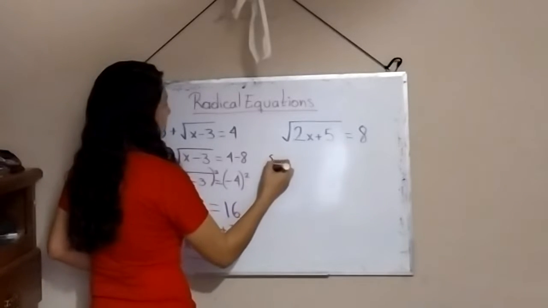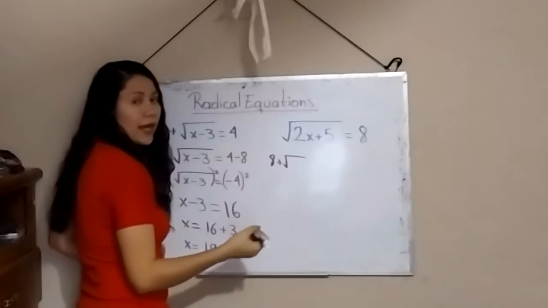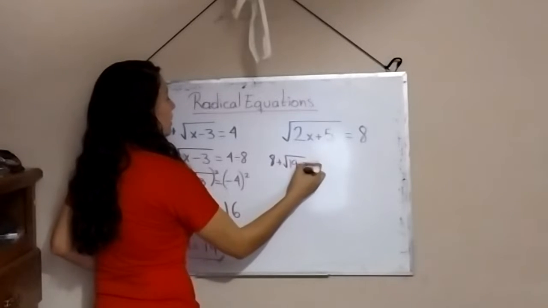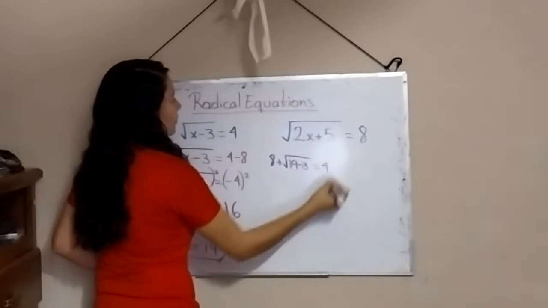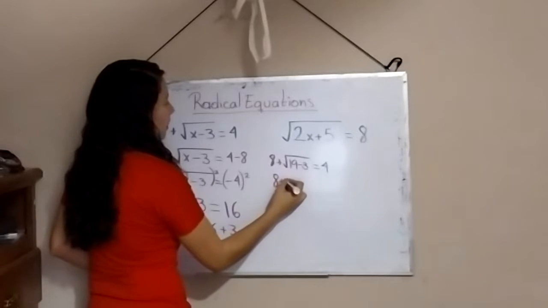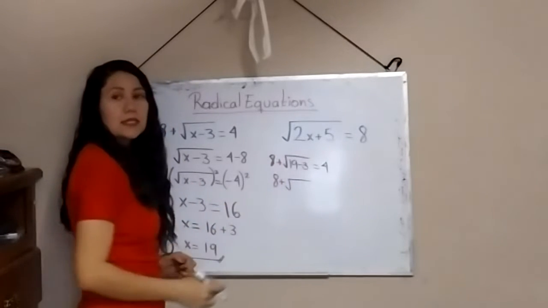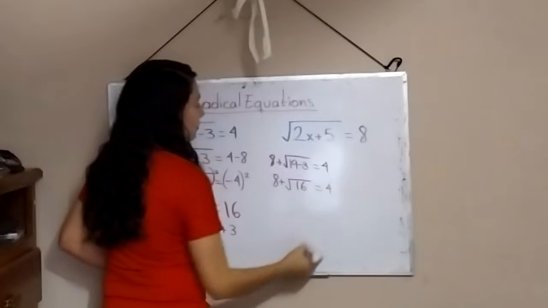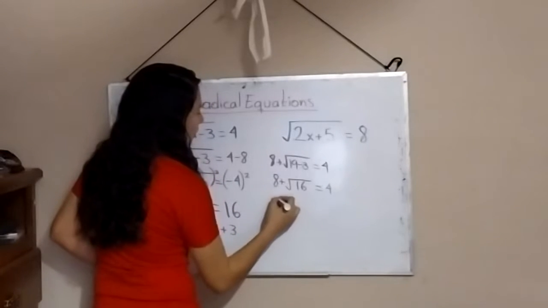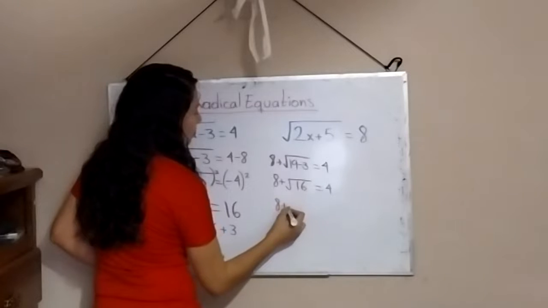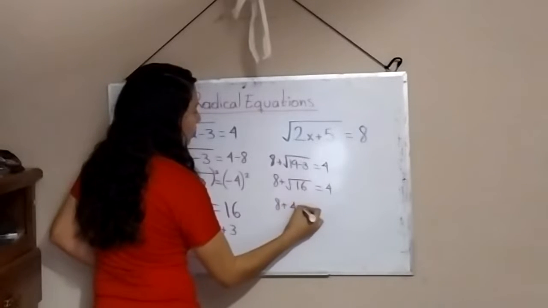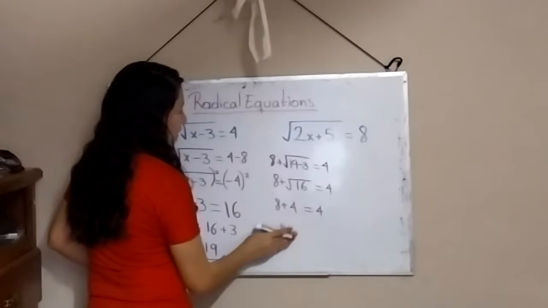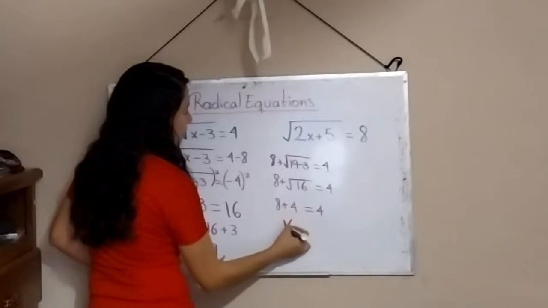We have 8 plus the square root of x, which is 19, minus 3 equals 4. 8 plus the square root of 19 minus 3 equals 16, and the square root of 16 is 4. 8 plus 4 equals 12.